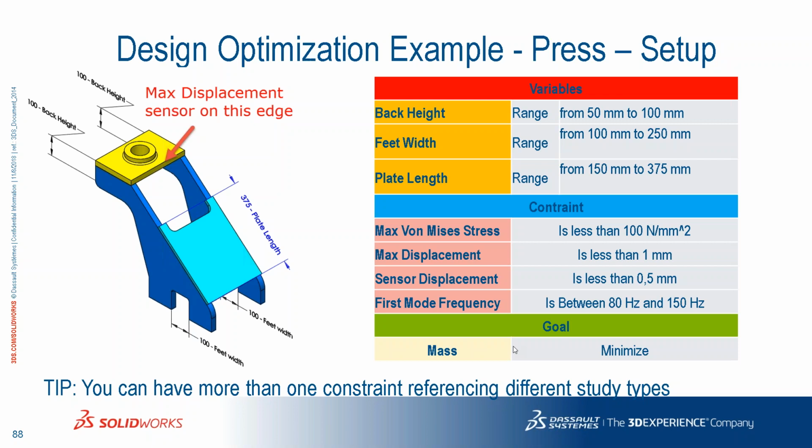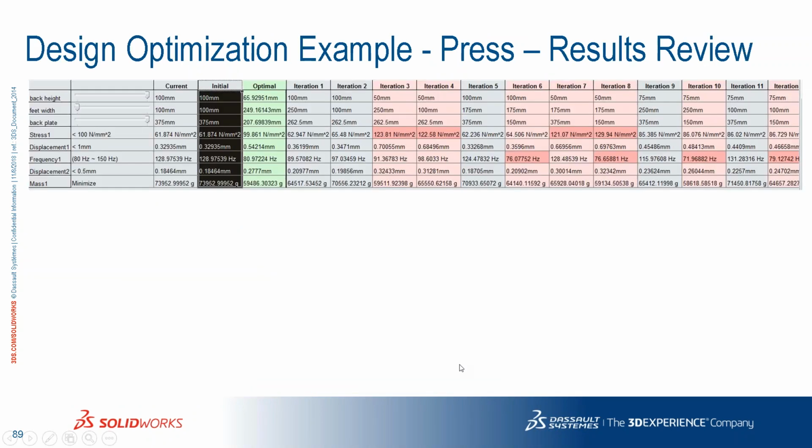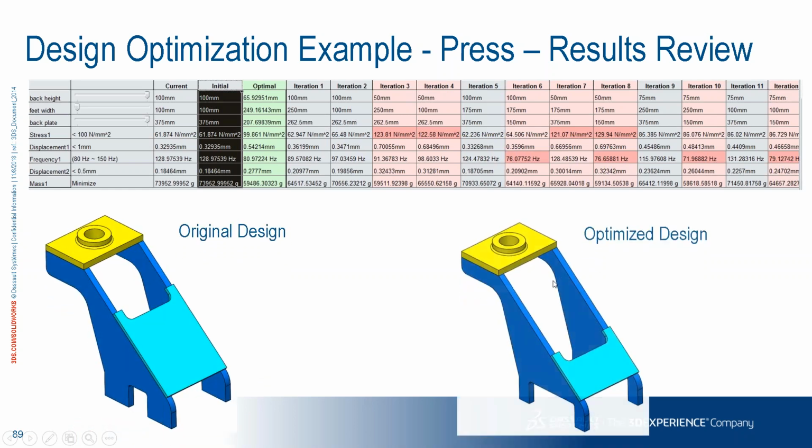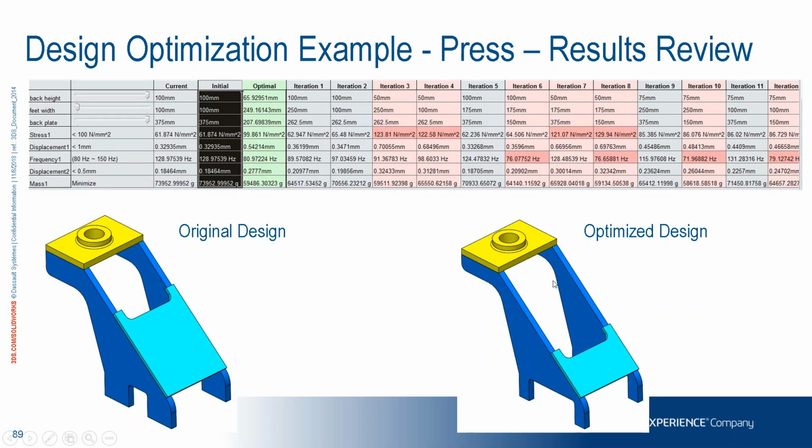So if you had to do this manually with manual studies, you would take probably days to find the optimal solution for this press. So the study was run, and this table summarizes the results. As you see, there are only few iterations, something like 12 cases that are chosen by the software. This is the original design, and this is the optimized design. You see it's lighter, the legs have to become wider. So this is really an interesting example of the power of design optimization.